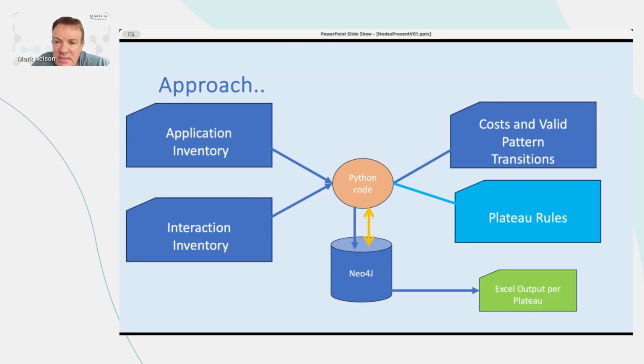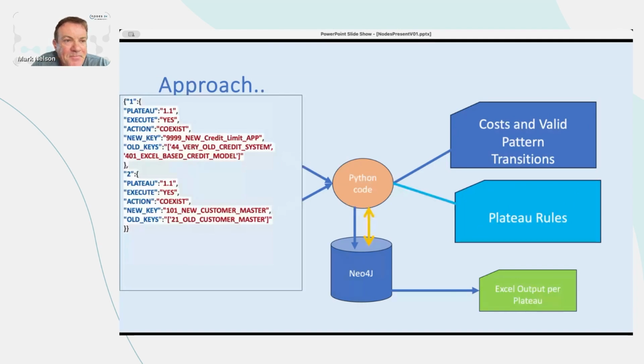Okay, and the key part is the plateau rules here. So this is just showing actions to create pattern 1.1, and we see we coexist the 999 very old system with these two legacy systems. So all that would mean is that all the interfaces that these old systems have are duplicated to the new 999 application and modernized.